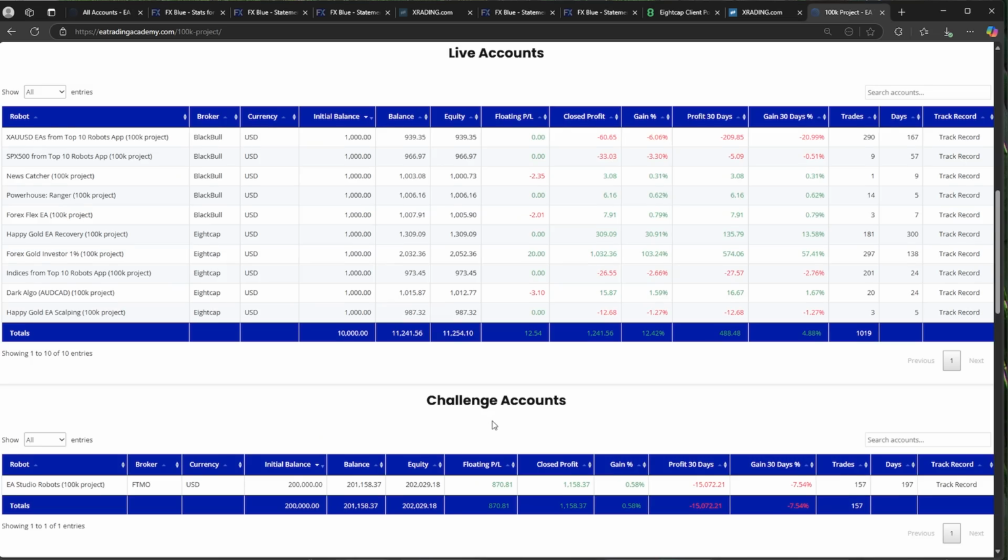But because I want this to be completely transparent, you will see as well the failed accounts below these tables. Right now my team is working on this, but by the time you're watching this video, probably the failed accounts will be in there, and you will know that certain robot is not suitable for a certain platform.